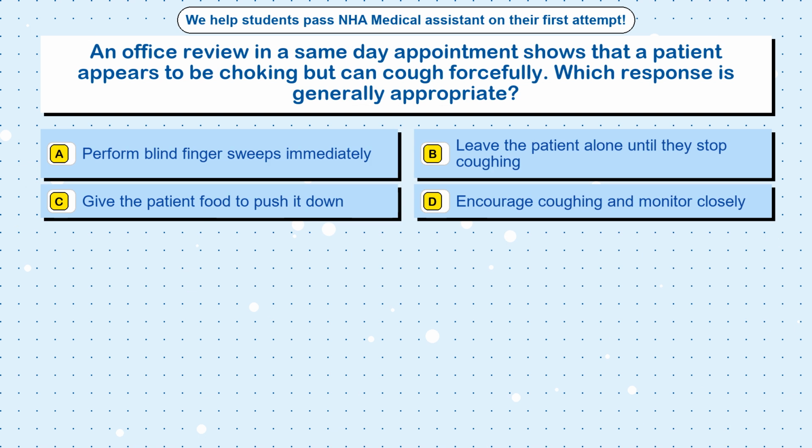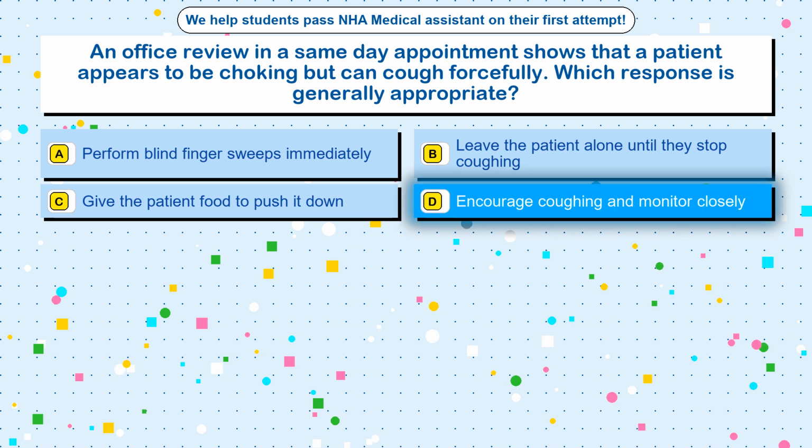Question 17. An office review in a same-day appointment shows that a patient appears to be choking but can cough forcefully. Which response is generally appropriate? Option A, perform blind finger sweeps immediately. Option B, leave the patient alone until they stop coughing. Option C, give the patient food to push it down. Option D, encourage coughing and monitor closely.